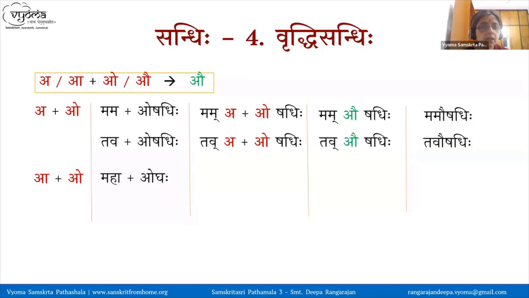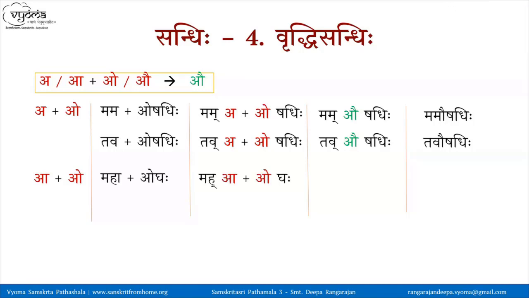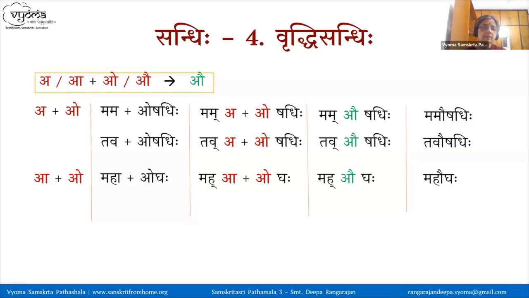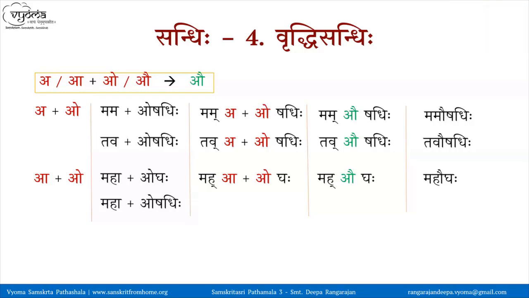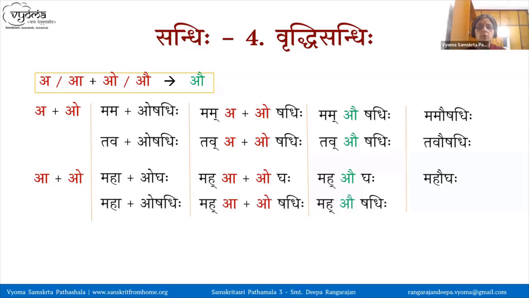Akara and Okara. Maha plus Ogha. Ogha is the current or flow of a river, like floods. Mahogha. Maha plus Oshadhi, Mahaushadhi.